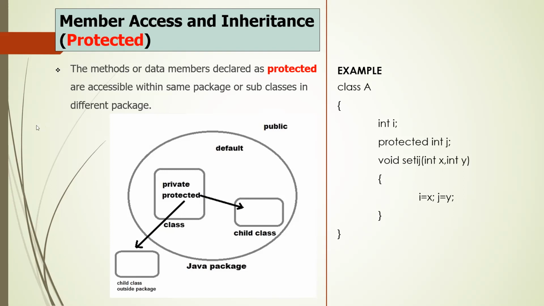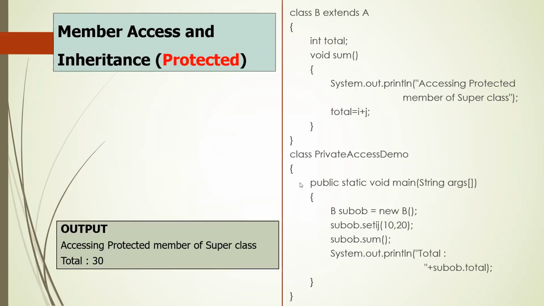This diagram shows that difference. An example is also given here. The same package subclass can use the parent class variable which is protected. So here total equal to i plus j will execute properly.